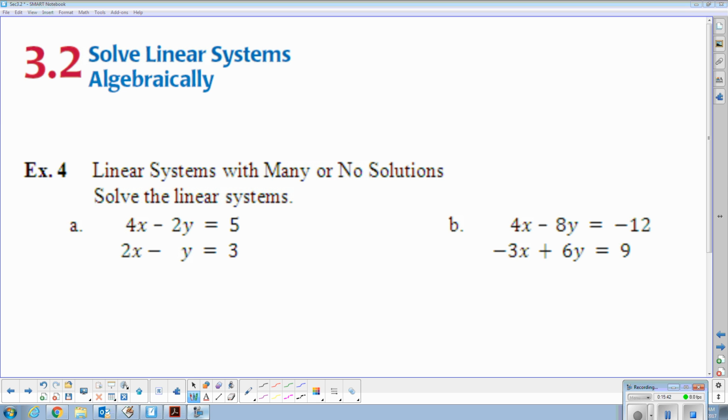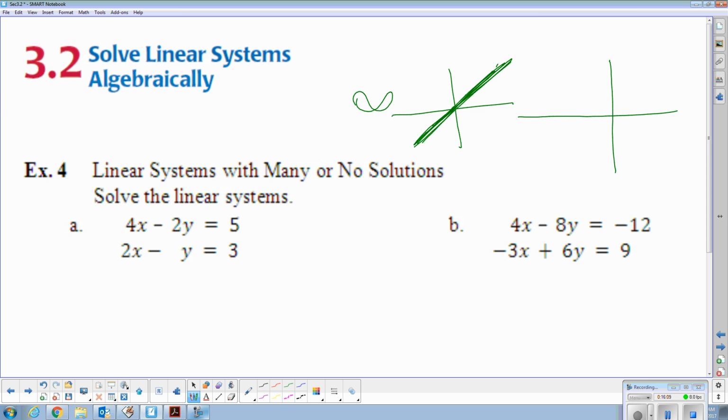If you had infinitely many solutions, your graph was the same line graphed twice. So it was the same linear equation for both lines, and they just overlapped. That means every single point on one line is also a point on the other line.